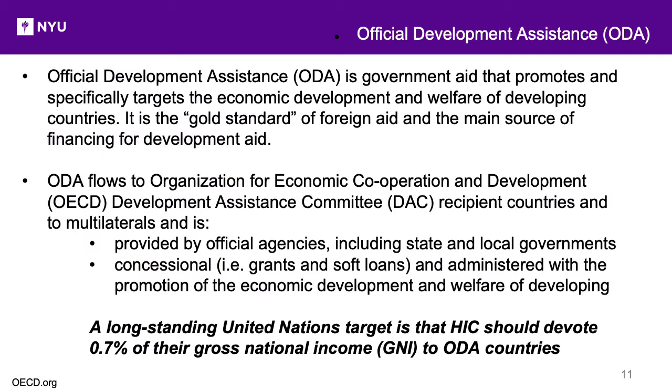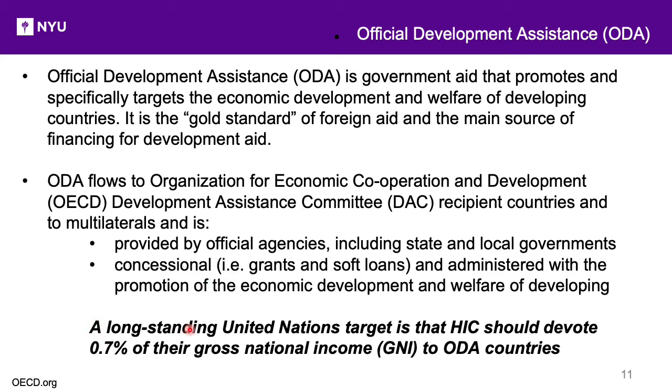So when we think about official development assistance, ODA is government aid that promotes and specifically targets the economic development and welfare of developing countries. It is the gold standard of foreign aid and is the main source of financing for development aid. ODA flows from the Organisation for Economic Co-operation and Development, or OECD, and the Development Assistance Committee. And specifically, it is government funding.